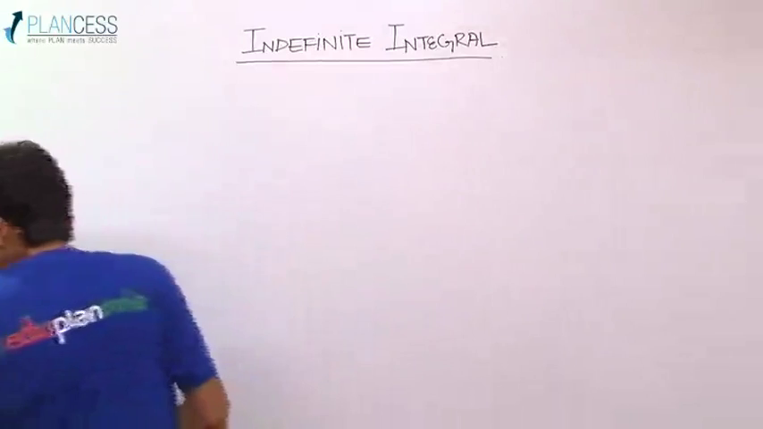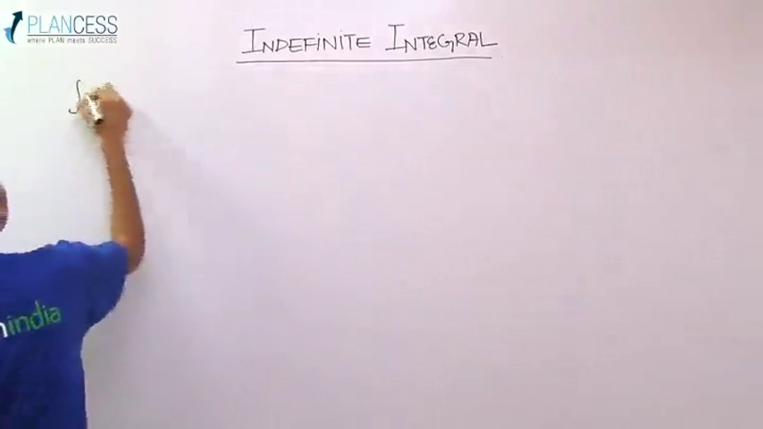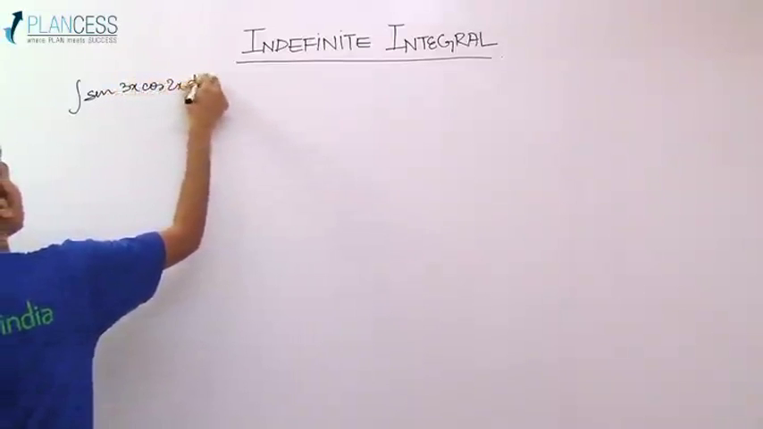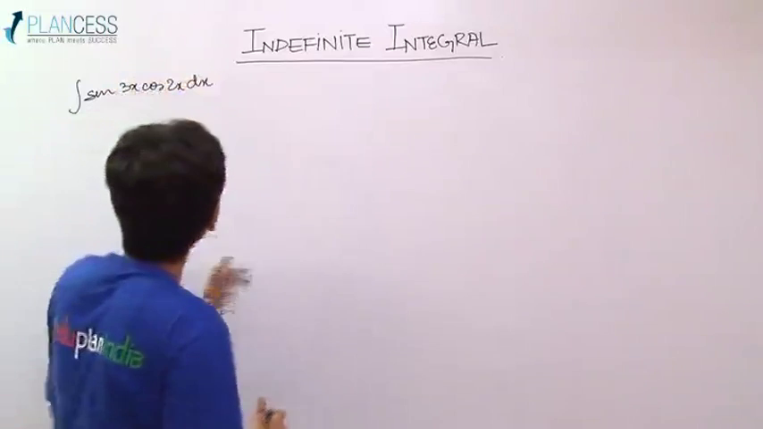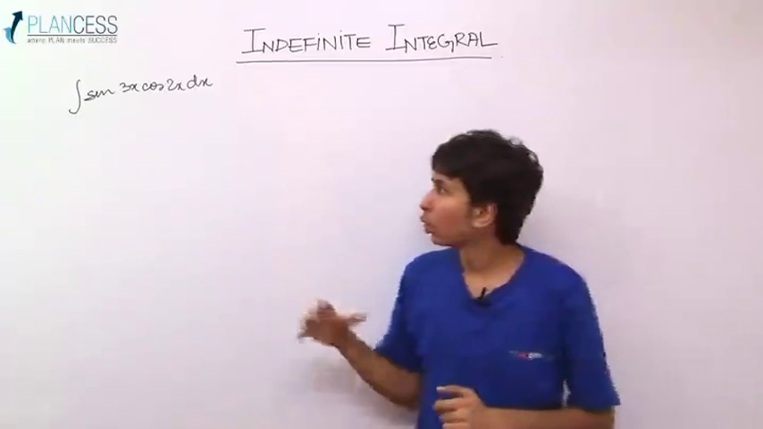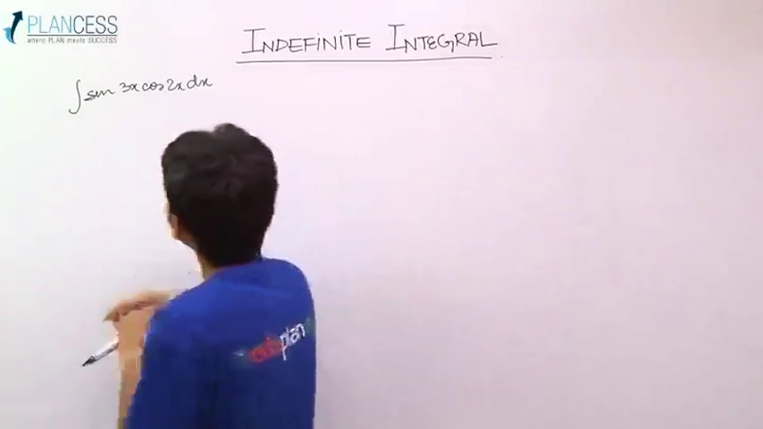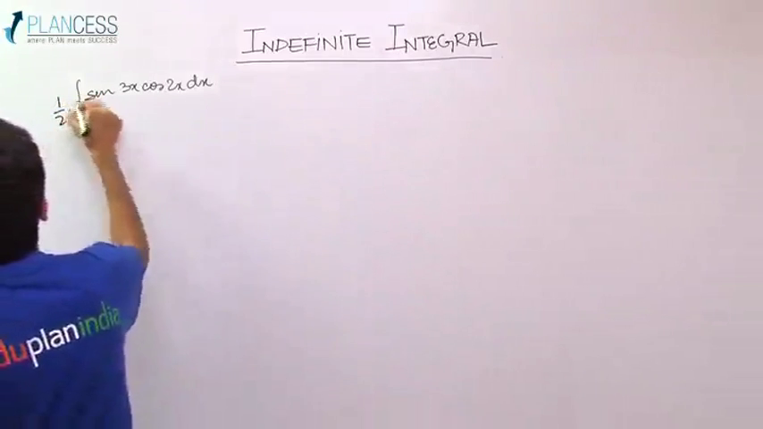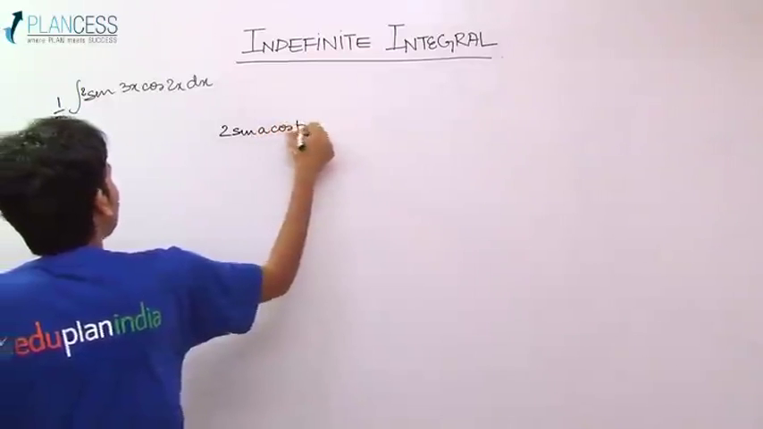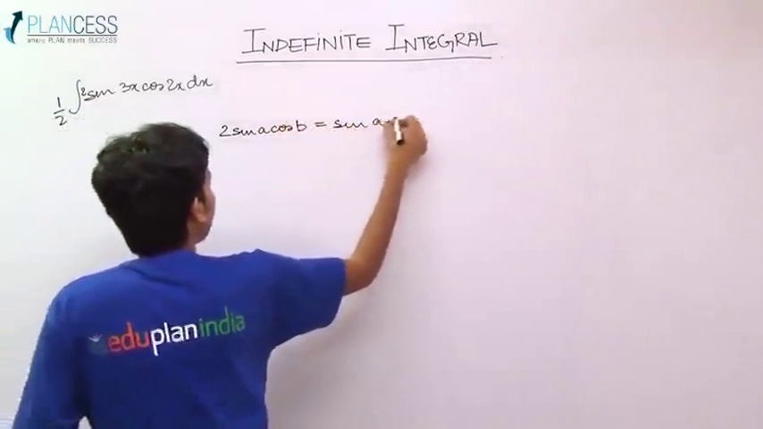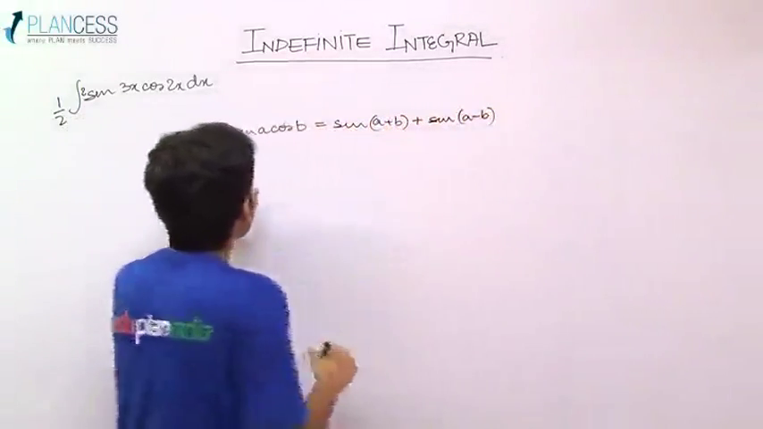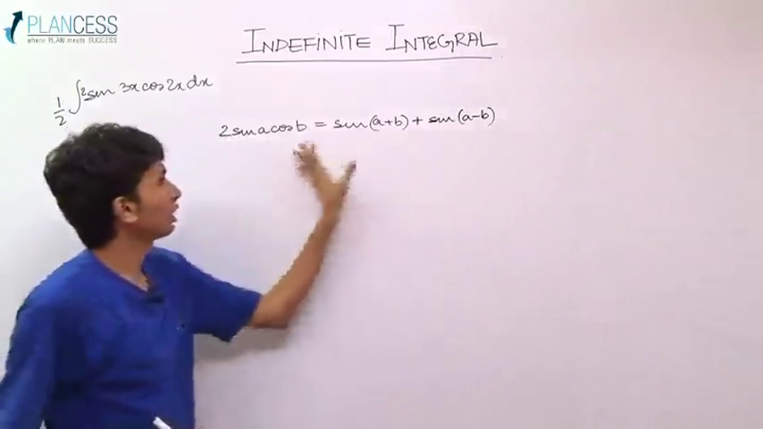This one is a trigonometric one. This one should be easy. So this example says integral of sin 3x cos 2x dx. What is the function whose derivative is this? First of all, directly it is difficult to solve. If you have studied trigonometry, you will see that this thing can be written as 1 by 2 into 2 sin a cos b, and 2 sin a cos b can be written as sin (a plus b) plus sin (a minus b). This is an identity. I am not going to prove this, but you can refer to any book and you will see that this is an identity.